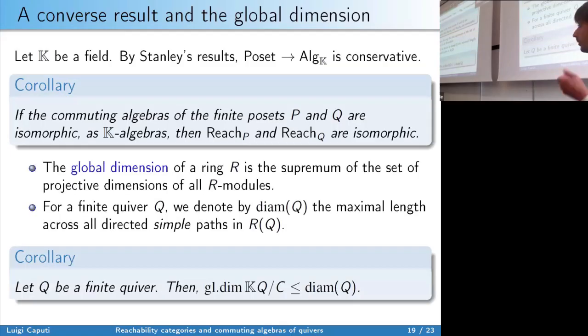And I was also mentioning the fact that path categories are basically one-dimensional, whereas the reachability categories are of higher dimension, of any dimension. But what we can do is also to bound this dimension. So we could use the global dimension in ring theory as the supremum over the set of projective dimensions of modules. And the corollary is that the global dimension of the commuting algebra is bounded by the diameter of the quiver. So we really have, in combinatorial terms, a bound also on the dimension, also on homotopy groups or the like, this way.